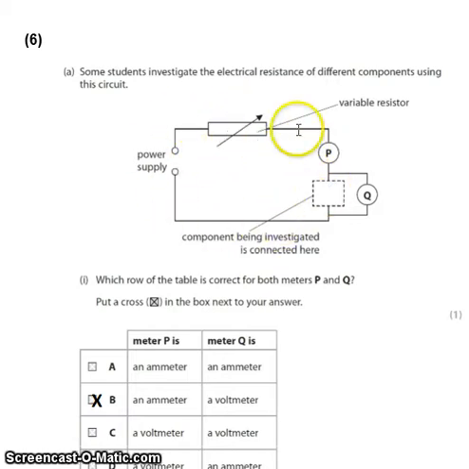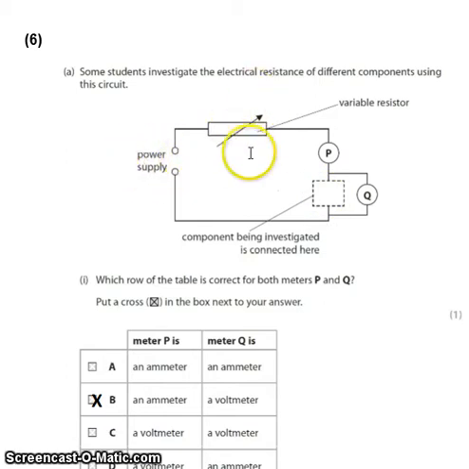So if more current flows, we're going to get a higher reading on meter P, the ammeter. So the ammeter reading is going to increase. Also, if we decrease the resistance of the variable resistor, it will have a lower voltage across it too. Let's say that the power supply is a 10 volt power supply. Then the two components, the variable resistor and whatever else is in here, should share that voltage. So for example, this gets 5 volts and this gets 5 volts, or this gets 2 volts and this gets 8 volts. But the voltage across the two components must add up to the power supply.